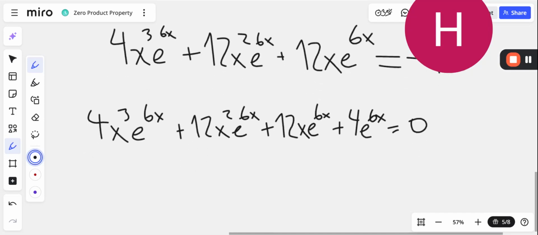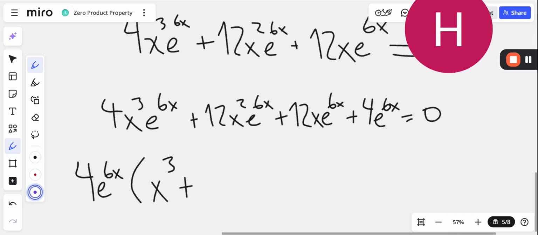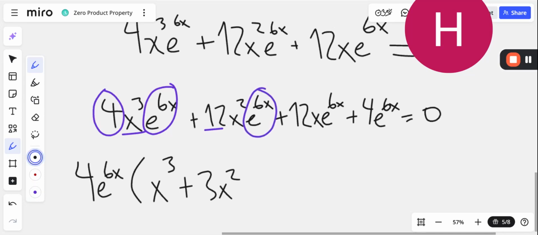All right, looking better. If you notice, everything has a factor of 4 in it, and everything has a factor of e to the 6x in it. So there we go. And here we're left with x cubed, because I took the 4 and I took the e to the 6x, plus 3x squared. Again, I took a 4 out of here, which means there's 3 left, and then I took e to the 6x away. Plus 3x, same logic with the 12, I took away a 4 and e to the 6x. And then if I took the 4 and e to the 6x, there's nothing left but a 1.